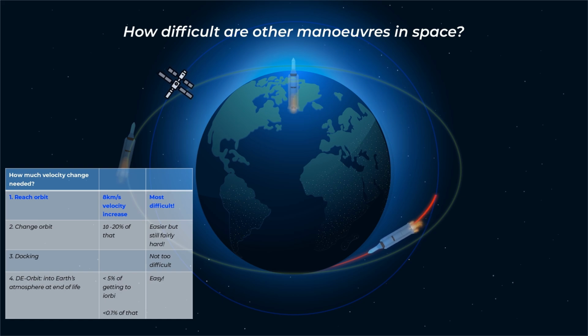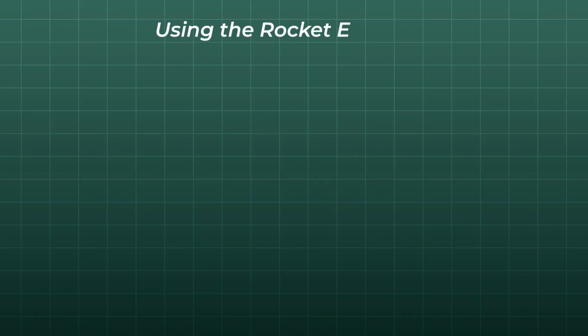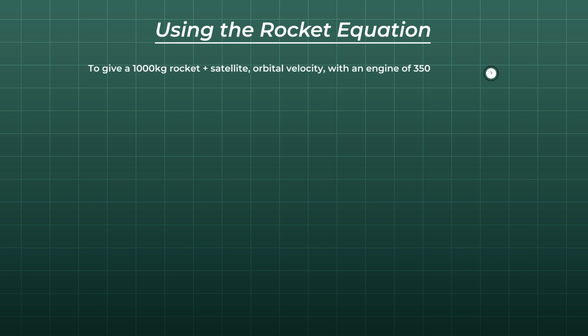Let's put some numbers in and find out just how hard it is to put, say, a 1,000 kilogram or 1 ton satellite into orbit. So putting those numbers into the rocket equation, there's the equation, there are the numbers. We need to reach 8,000 meters per second, which is orbital velocity. And in the rocket equation on the right, the ISP or efficiency of our rocket engine is, say, 3,500 meters per second, which is a typical value.